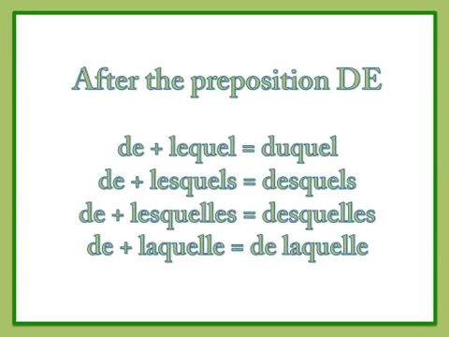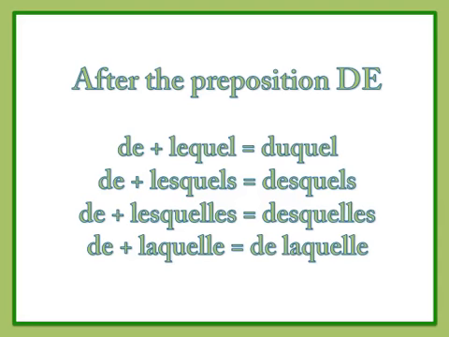Okay, so now let's have a look at what happens after the preposition de. Same kind of thing. You know when you have de next to le, it becomes du. So de plus lequel becomes duquel. And when you have de plus les, it becomes des. So there we have desquels. And then for the feminine plural, we also have desquelles. But de and la next to each other are legal, right? So we still have de laquelle, no contraction needed.